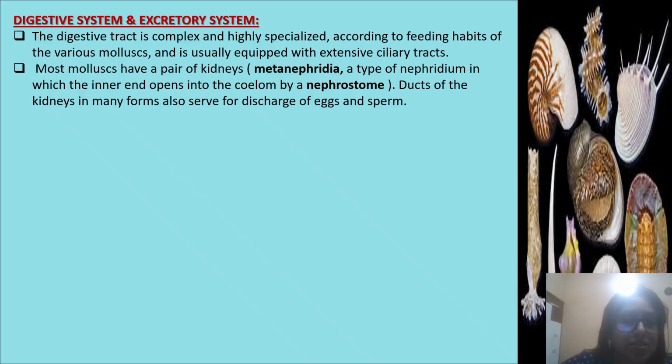Next, digestive system and excretory system. The digestive tract is complex and highly specialized according to the feeding habits of the various mollusks and is usually equipped with extensive ciliary tracts. Most mollusks have a pair of kidneys, that is, metanephridia, with the inner ends open into the coelom by nephrostomes. Ducts of the kidney in many forms also serve for discharge of the eggs and sperm.